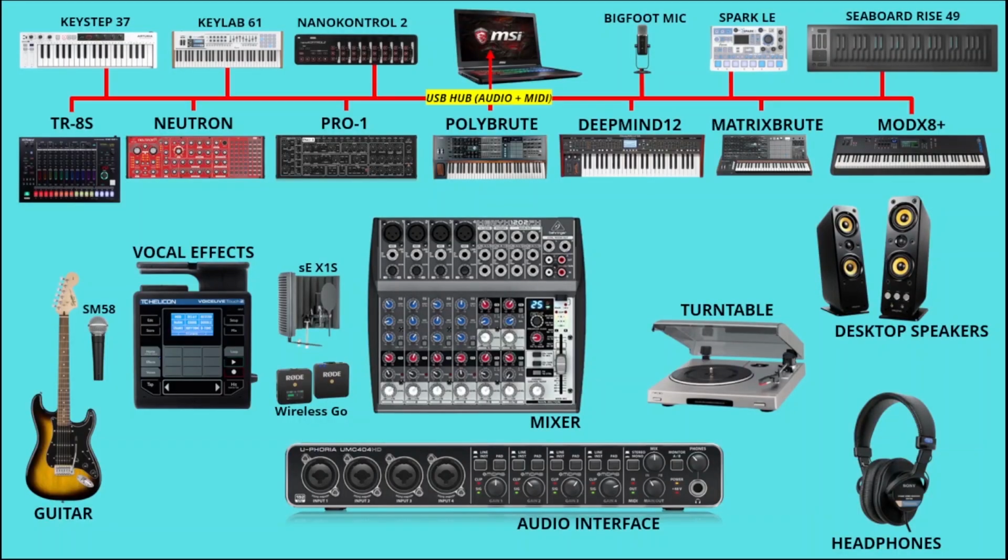All the gear in the top 2 rows is connected to the PC via 2 powered USB hubs. This allows the DAW to recognise the devices, for them to be able to control things in the DAW like VSTs, for any MIDI data generated while playing them to be recorded into the DAW, and for MIDI data to be sent back out of the DAW to them if required. We have 2 MIDI controllers, a Korg Nano Control 2, which controls some basic Cubase functions, my Bigfoot USB condenser microphone, a Spark LE drum machine, and a Roli Seaboard Rise 49.